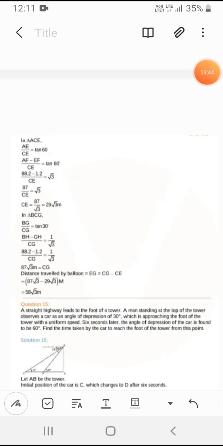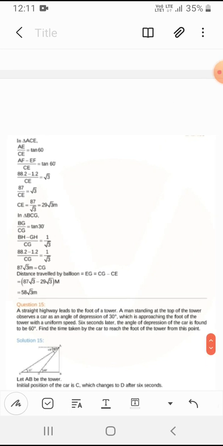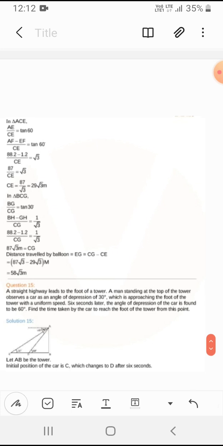So next, let's solve. AE by CE is equal to tan 60. Let's take it like that, and AX is equal to 88.2 minus 1.2, that is 87, by CE is equal to root 3. So when we solve that we get 29 root 3. Like that, 1 by root 3 we will do that, where we get 87 root 3. So 87 root 3 minus 29 root 3 is 58 root 3 meter is the answer for this question number 14.